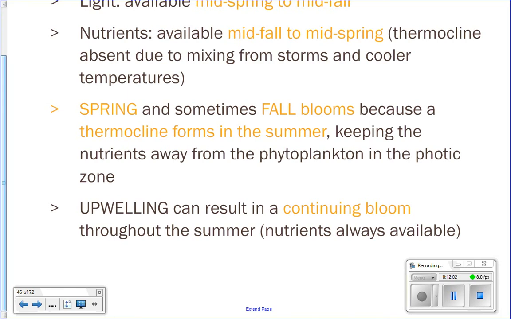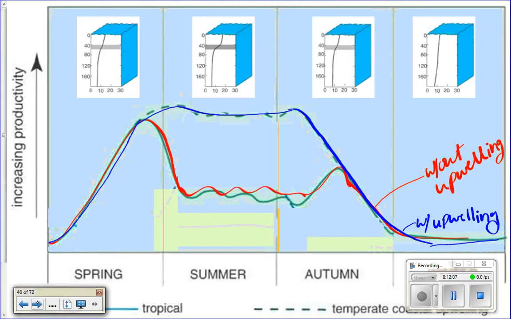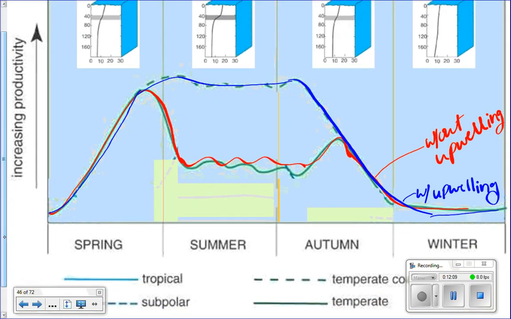Can I switch the slide? Okay, so here's the deal. This red line right here, this is what happens in the temperate regions without upwelling. Nutrients become available and light becomes available in the spring, and so you get this big bloom of phytoplankton in the spring. During the summer, you get a seasonal thermocline that forms, which traps some of the nutrients in the deep sea. So the bloom drops off.